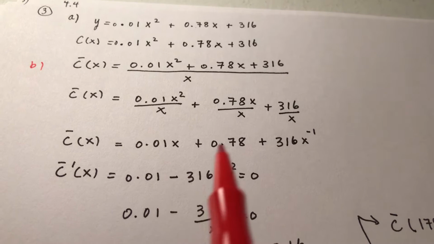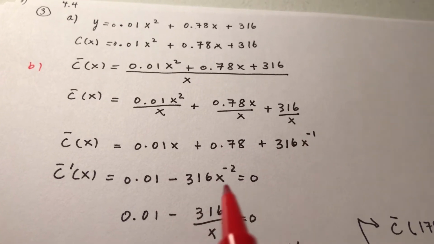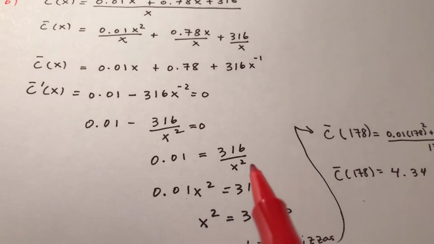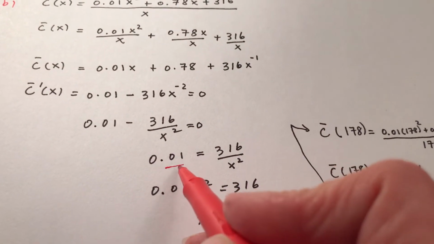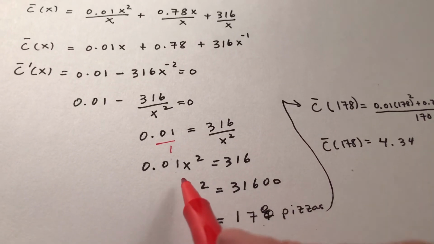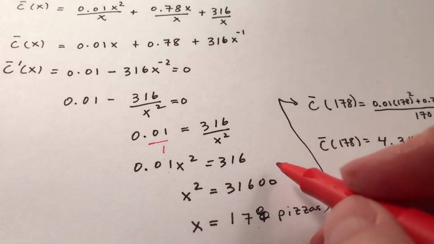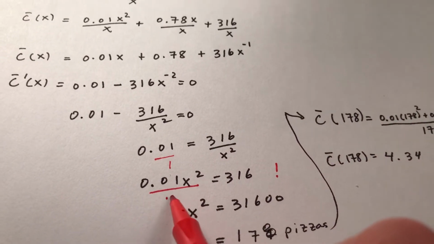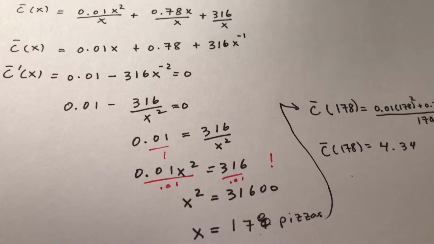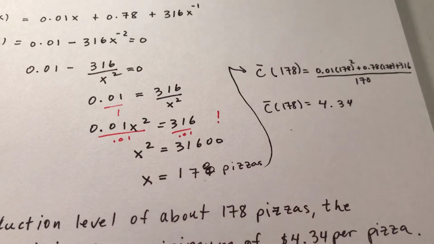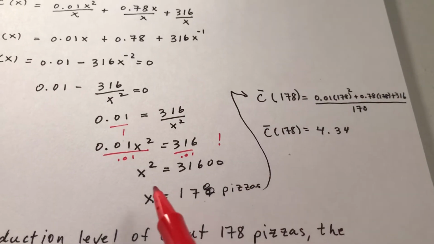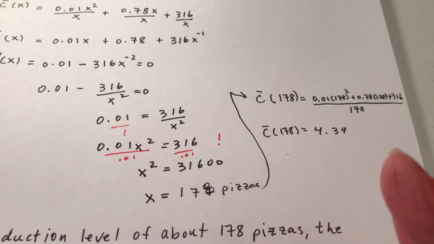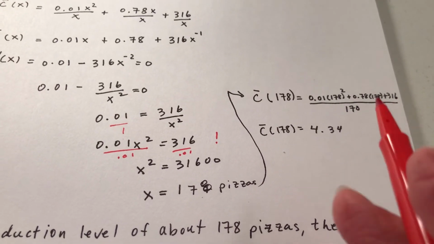Take the derivative. It's very familiar if you looked at the other videos. Write that as 316 over x squared. Put that to the right side. Cross multiply. And then you get 0.01x squared equals 316. You remember what I said here? Make sure you divide by 0.01 on both sides before you square root. People who square root first run into all kinds of problems. And you get 178 pizzas. It's 177 point something. So about 178 pizzas.